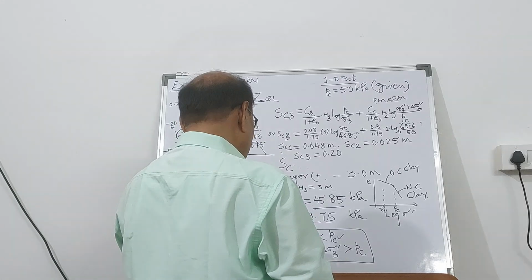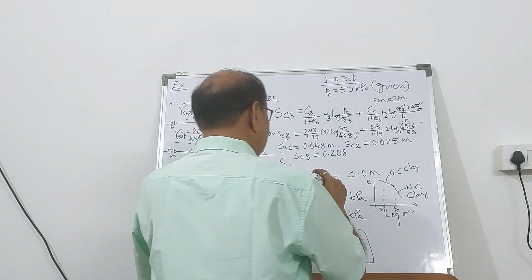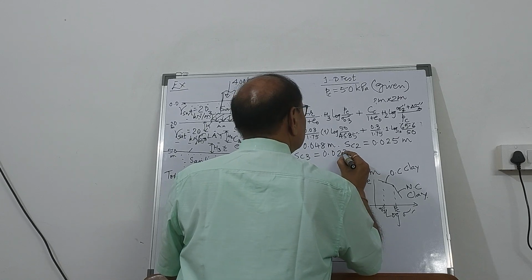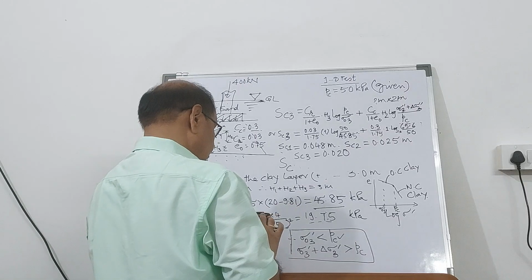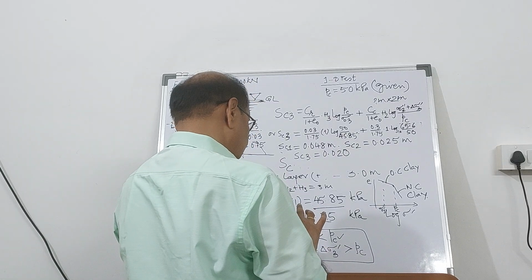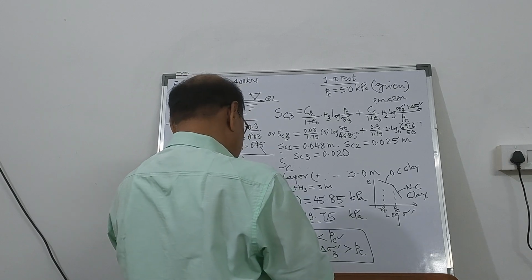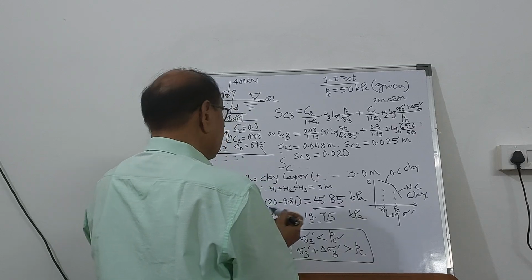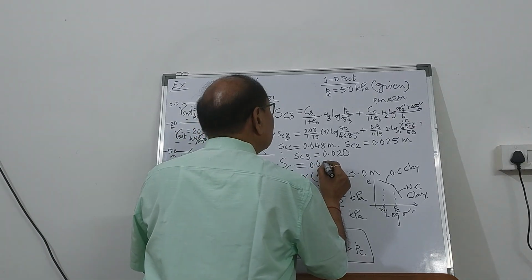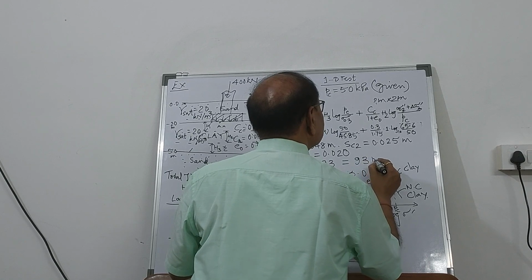So 0.020 up to 3 decimal places, plus 0.025, plus 0.048, equal to, this becomes SC equal to, therefore, 0.093. That is equal to 93 mm.